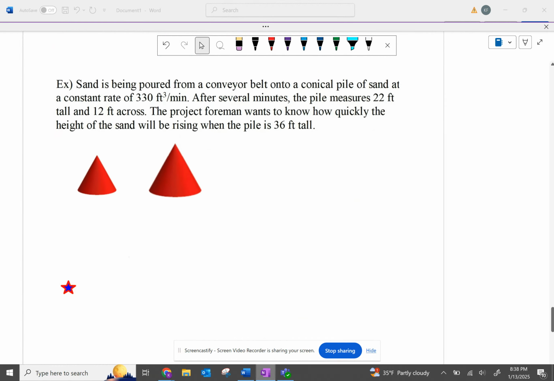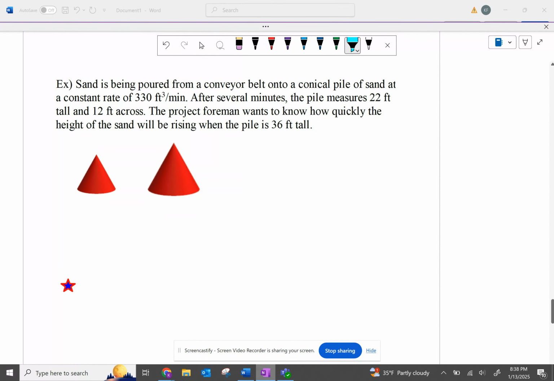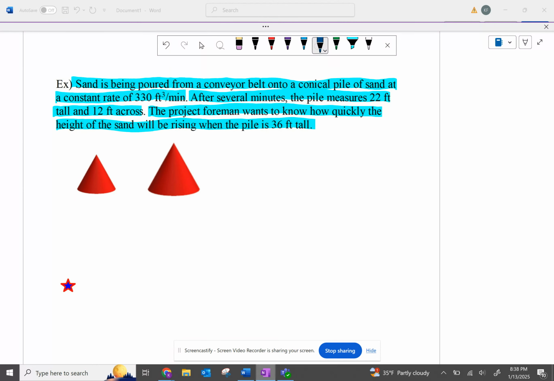Here's another example. Let's see what we come up with here. Sand is being poured from a conveyor belt onto a conical pile of sand at a constant rate of 330 cubic feet per minute. After several minutes, the pile measures 22 feet tall and 12 feet across. The project foreman wants to know how quickly the height of the sand will be rising when the pile is 36 feet tall. So right there, I know that we're trying to find the rate of change of the height when the height is 36.